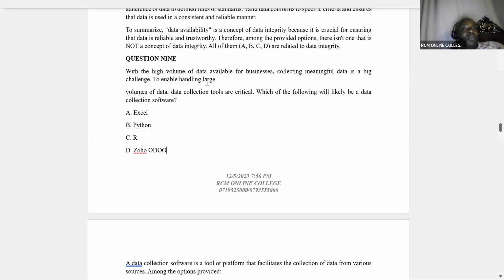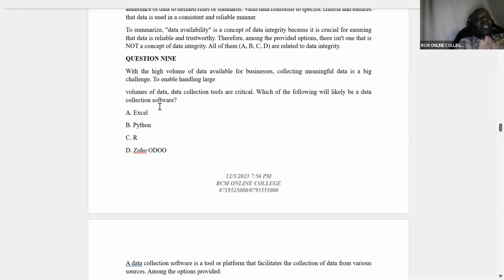With a high volume of data available for businesses, collecting meaningful data is a big challenge. To enable handling large volumes of data, data collection tools are critical. Which of the following will likely be a data collection software? It can't be Excel. You'll use Excel yourself, you're punching in data, right? You can't use Excel here to collect data from other sources.